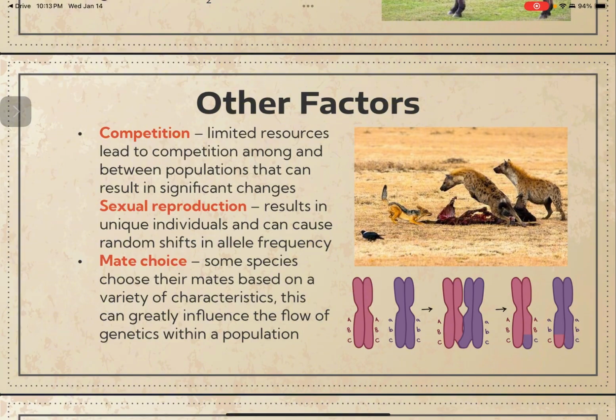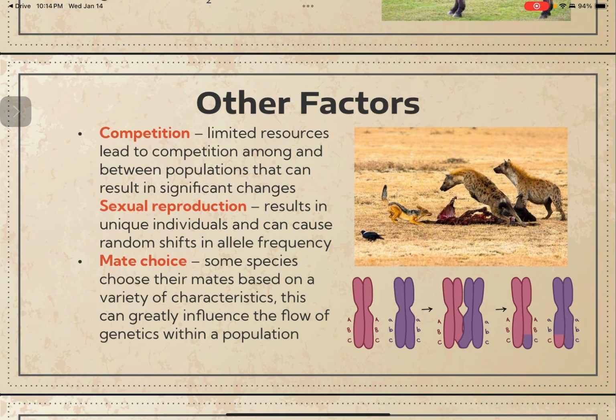Sexual reproduction is another factor, and this is where it results in unique individuals that can cause random shifts in allele frequencies. So sexual reproduction is creating something new, something different, but because it's new and different, it's creating these allele and genetic shifts that are going to affect things later on. 2 is mating choice. Some species choose their mates based on a variety of characteristics, and this can greatly influence the flow of genetics within a population.